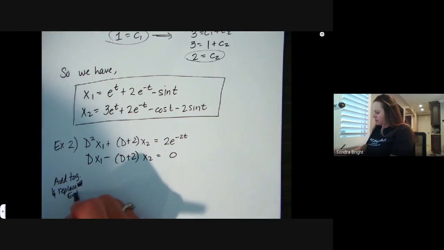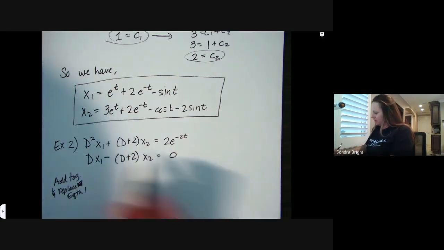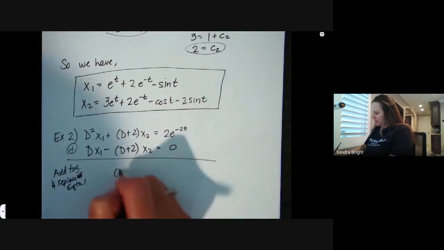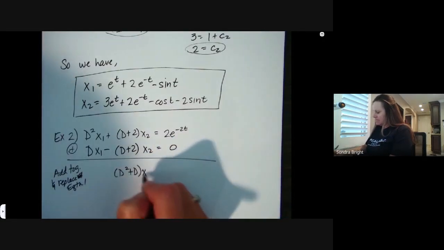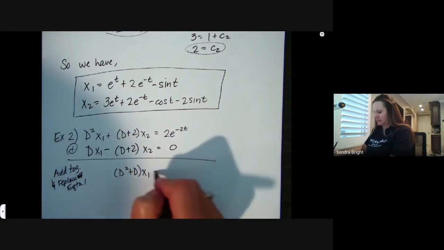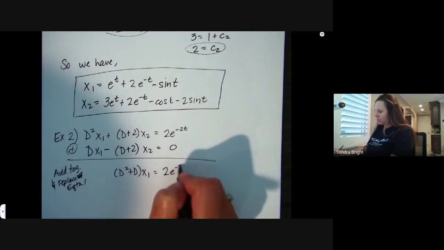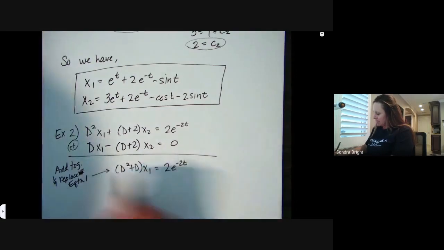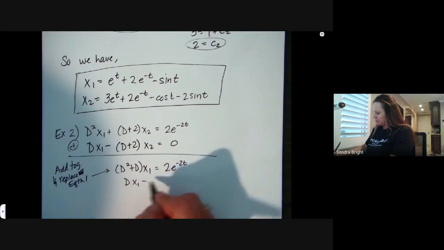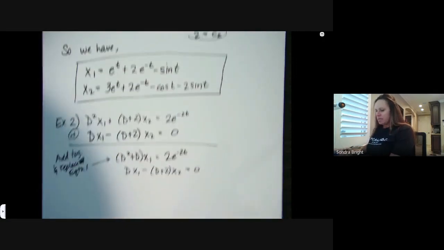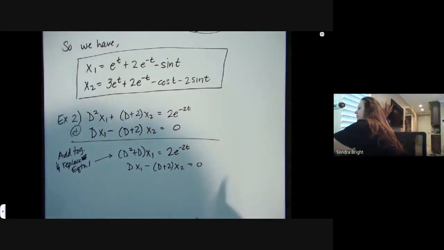That's what will happen. So if I add these two guys together, you would have (D squared plus D) operating on x1. These two guys cancel, and then this plus this would give you a 2e to the negative 2t. Second equation I'm still going to keep. So this is my new first equation, and then the second equation is D operating on x1 minus (D plus 2) on x2 equals 0.